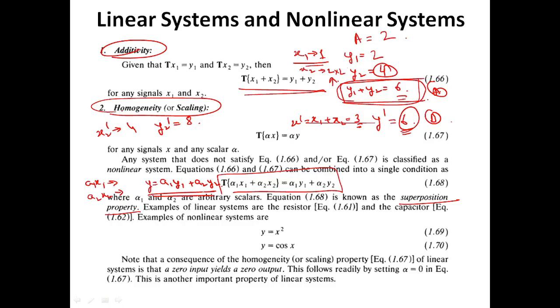Are you getting my point? यहाँ से आपको पता चल गया होगा. If you have understood the additivity and the homogeneity, then it should not be a problem for the superposition property. Any doubt? कुछ blank faces दिख रहे हैं? Okay? No? Okay, very good.